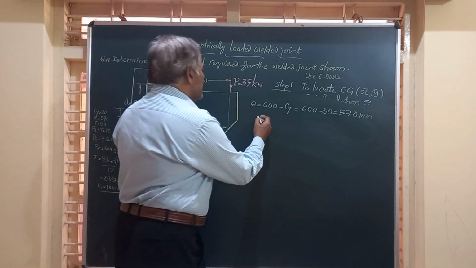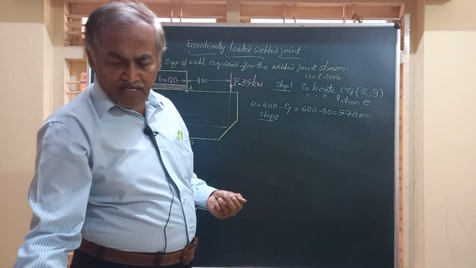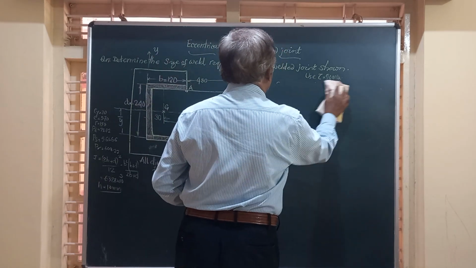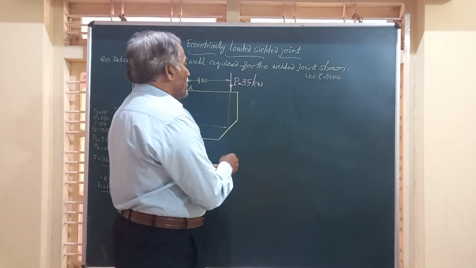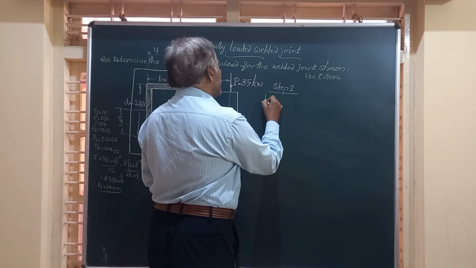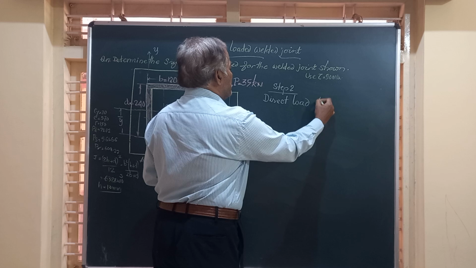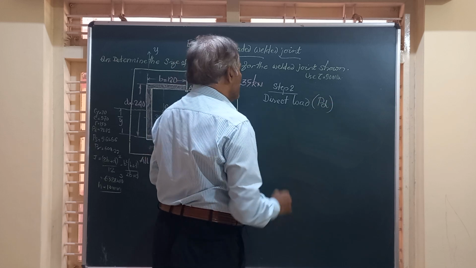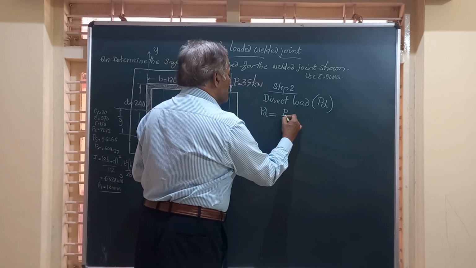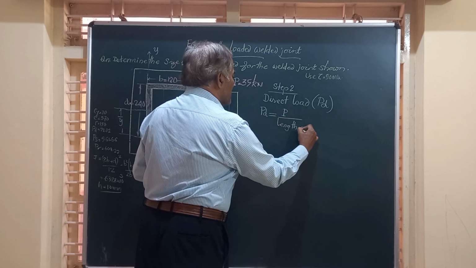Friends, in the second step, step number 2, we will calculate what are the direct and shear loads acting. So in step number 2, let's find out what is called the direct load. The direct load we will represent by PD, P suffix D. So direct load is given by the total load P divided by length of weld.